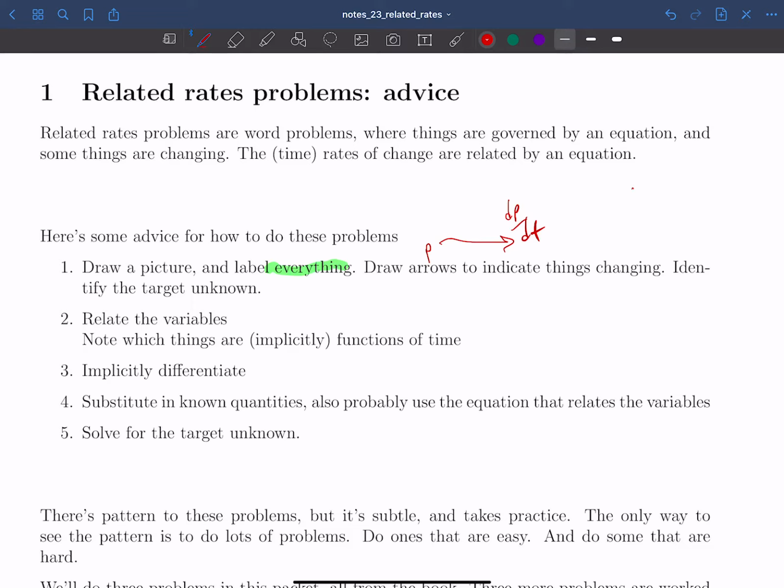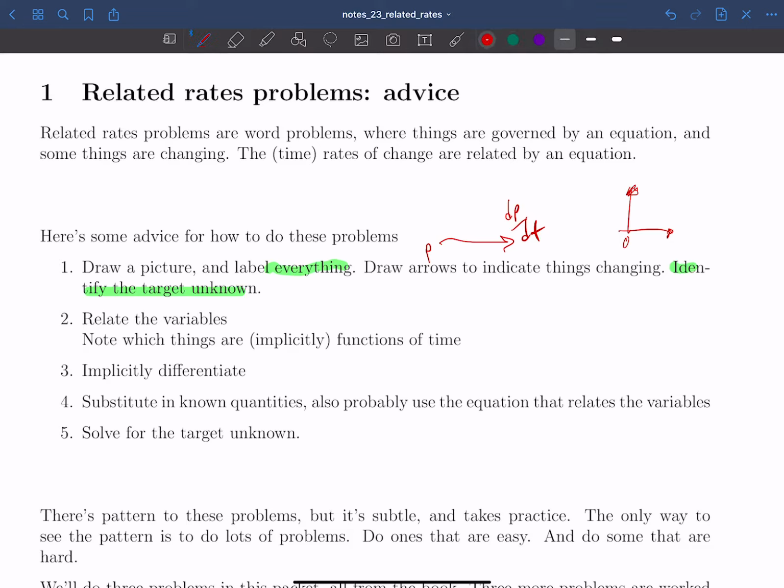I think it's also really important probably to establish where 0 is and label some axes. Giving yourself that frame of reference, I think, is pretty critical. I think that you should definitely identify the target unknown as part of this process. What's the goal? What are you doing? Oftentimes figuring that out and answering that concretely is the key to solving these problems.